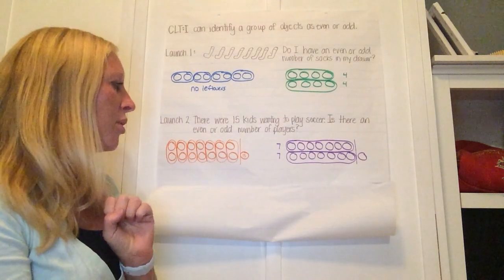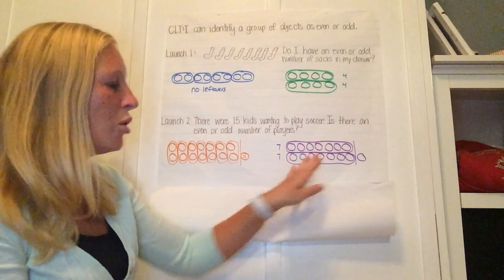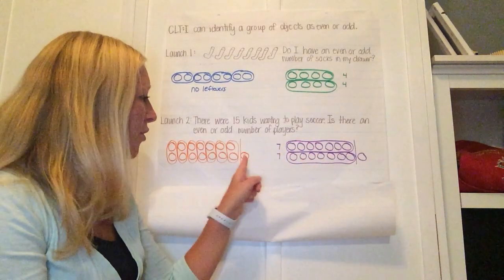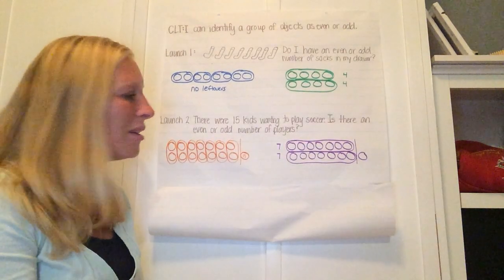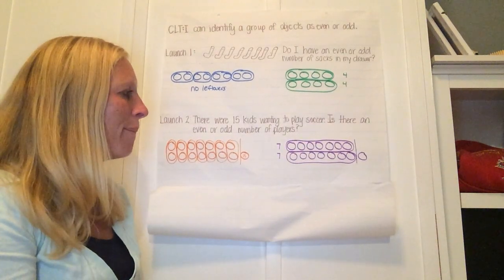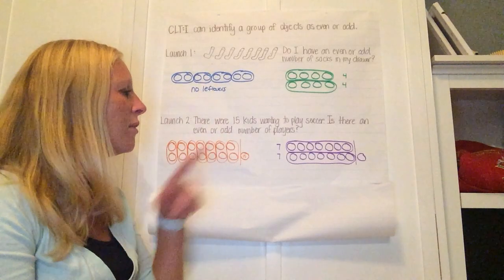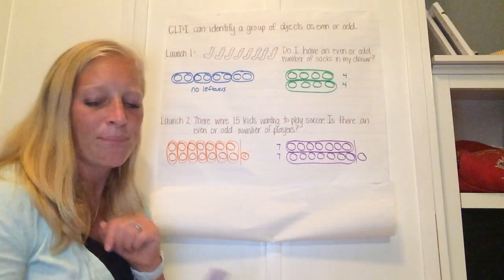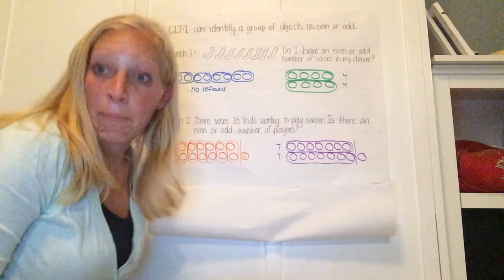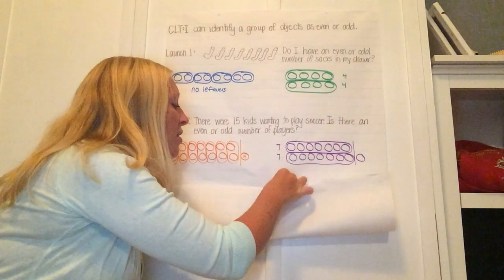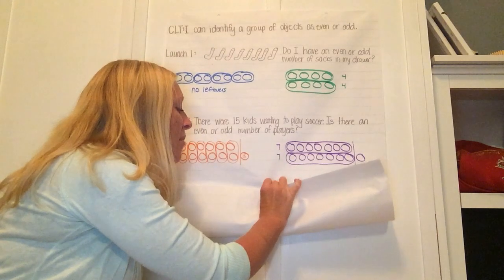Because these are partnered up. These have 2 groups, and there's a leftover every time. So 15 is odd. 8's even, 15's odd. Okay, so no leftover, leftover. We talked about that yesterday a little bit, didn't we, with our even and odd numbers?